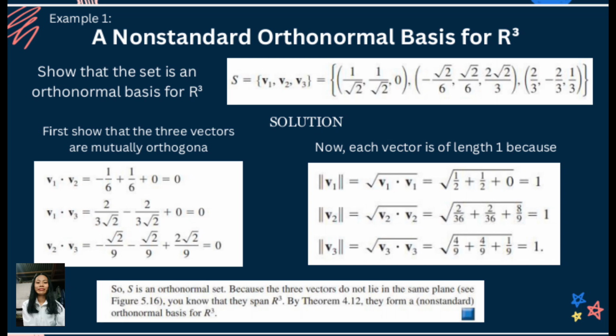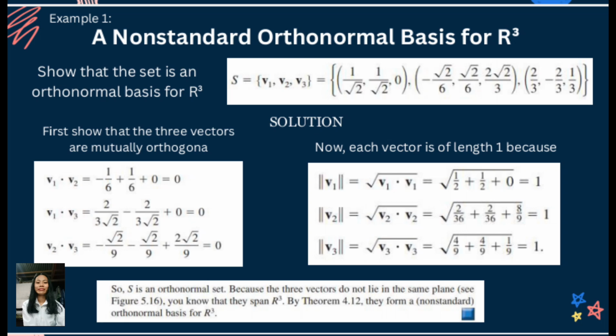Next, we need to show that each vector in S has a length of 1. To do this, we need to calculate the Euclidean norm or magnitude of each vector, which is defined as the norm of V is equal to the square root of V times V, where V is a vector. The norm of B sub 1 is equal to the square root of B sub 1 times B sub 1, which is equal to 1 half plus 1 half plus 0, which is equal to 1.